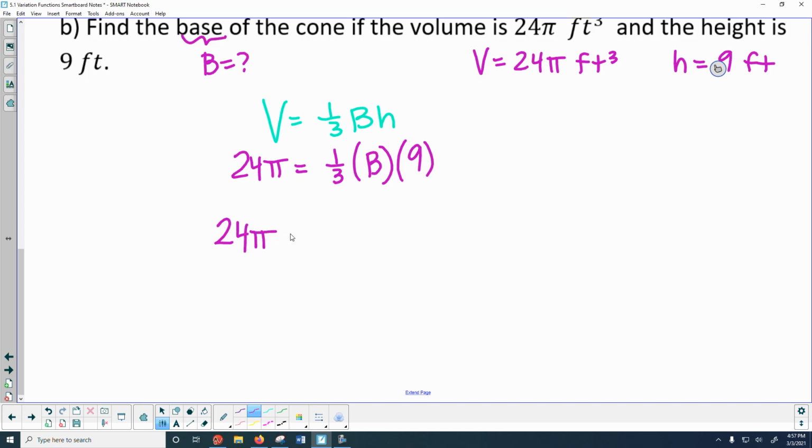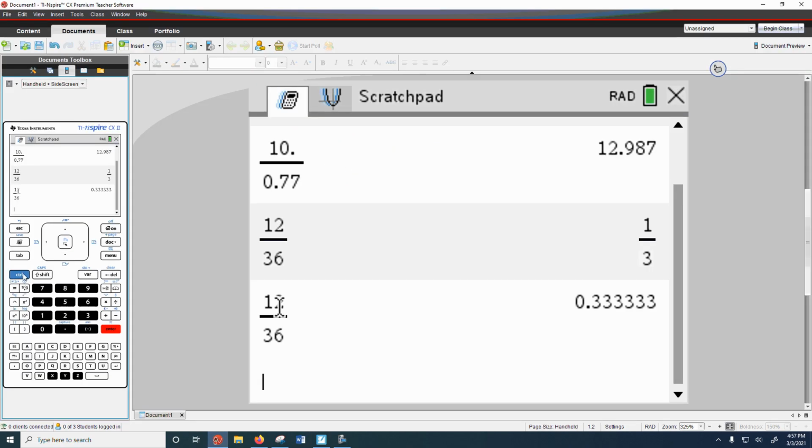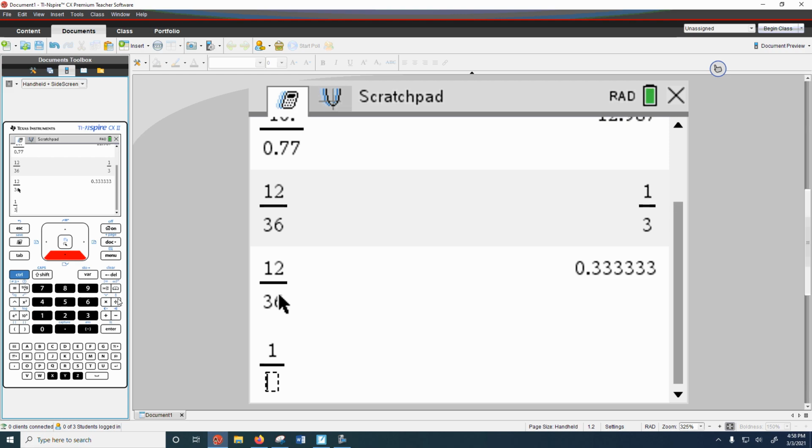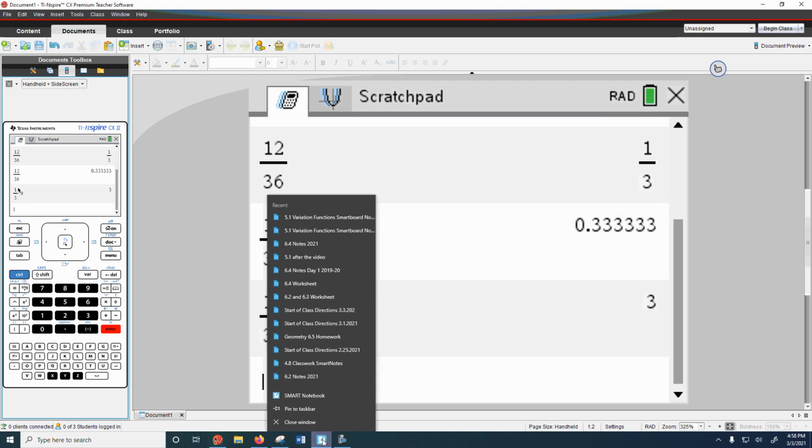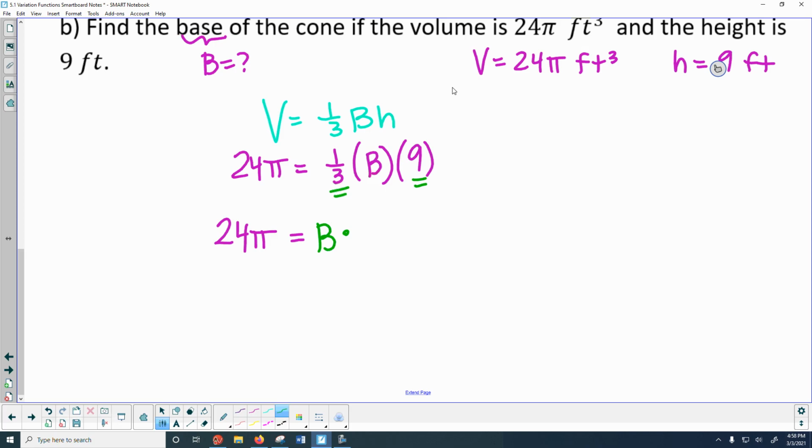We have 24 pi on this side. I'm going to multiply 1/3 and 9. So it's going to be B times what number? If you want to grab your calculator just to verify, 1/3 times 9 is just 3. So that is going to be 3 times our B value there. And now to solve for B, we'll divide by 3 and divide by 3. Alright, so we have B alone.